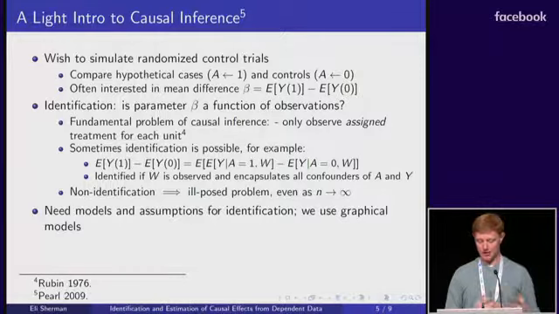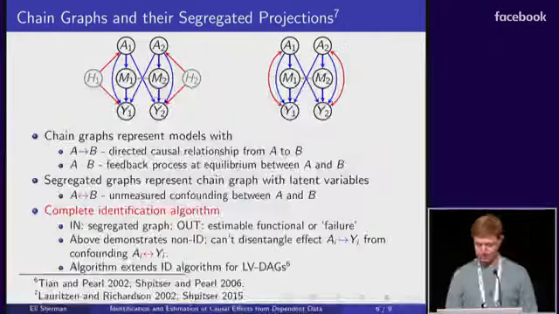So for instance, in this example that I gave, if we observe all of the confounders, then we're identified. But if we're not identified, then we have some ill-posed problem, which no matter how large n gets, we still can't actually answer the counterfactual query. So we need models and assumptions in order to get identification. In our case, we use graphical models.